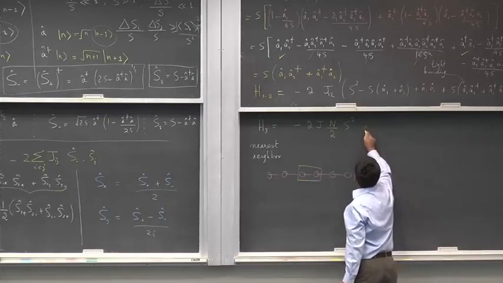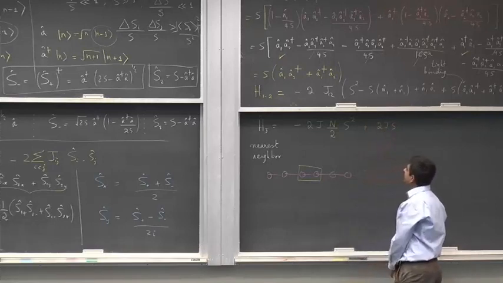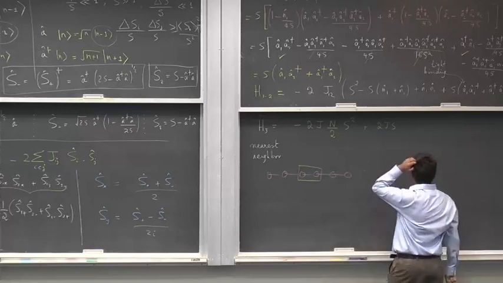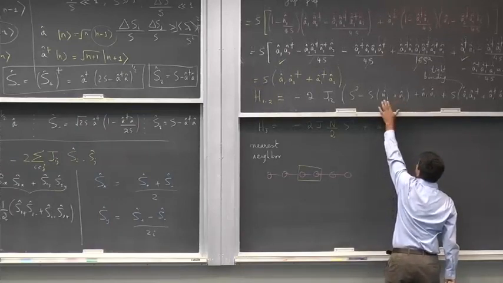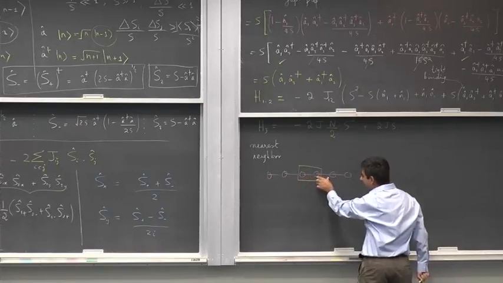Plus 2js. Now these are two spins in a pair, this spin and this spin in a pair, and I have to do this for all pairs.